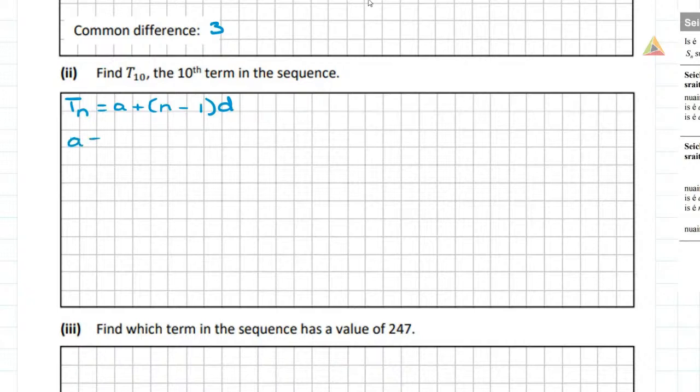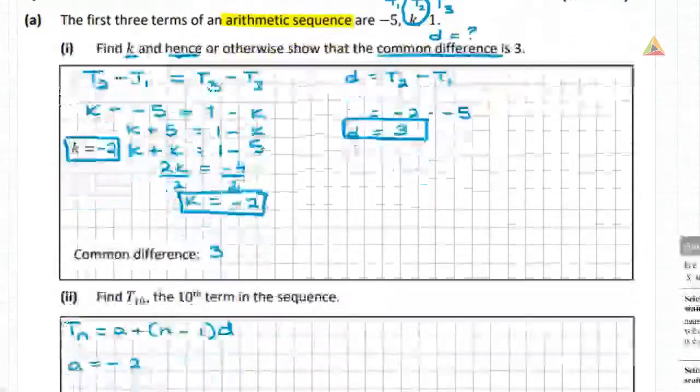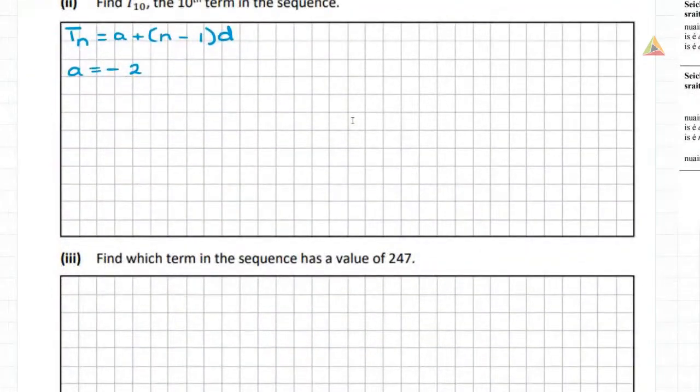So A was our first term. So the first term in this pattern is minus 5. And my common difference that we've shown was 3. So we're going to substitute these into this formula. So Tn is equal to A, so that's minus 5, plus n minus 1 times 3.